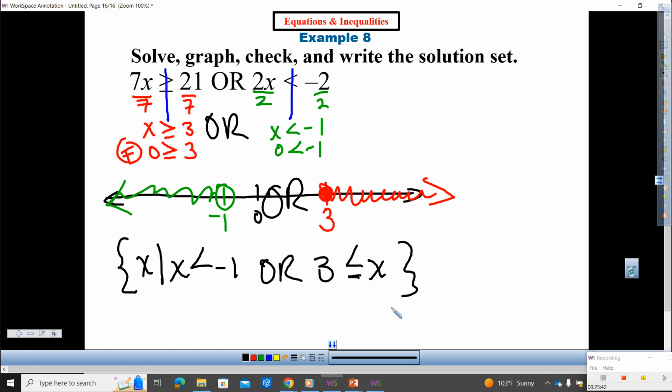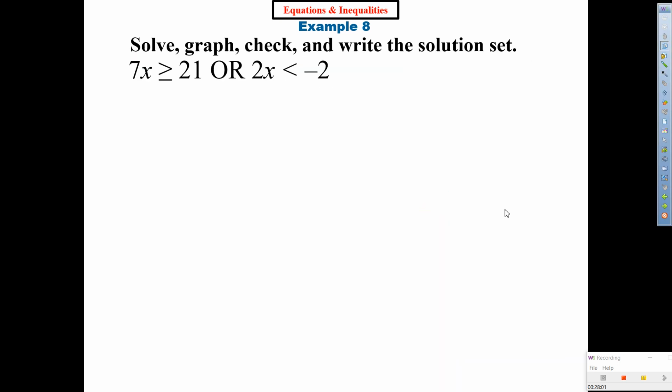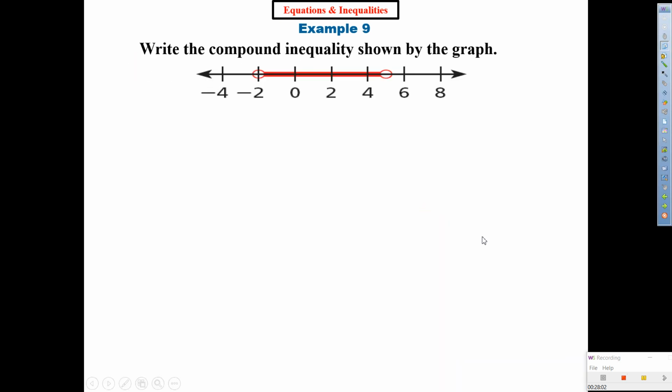Let's go. From 1 to 5, how comfortable are you so far? 4 5s, 4 5s. Okay, we just need more practice, yes? All right, let's move on. Copy this one, example number 9. Number 9 says write the compound inequality shown by the graph. Copy the graph, please. Let me zoom in.